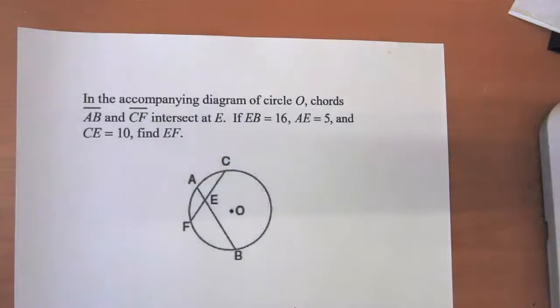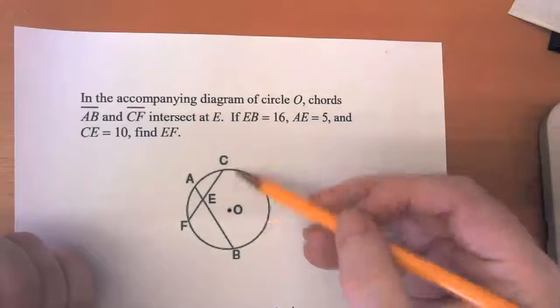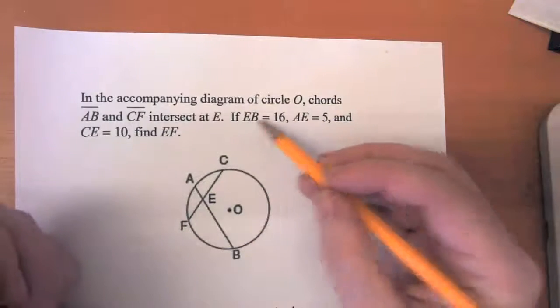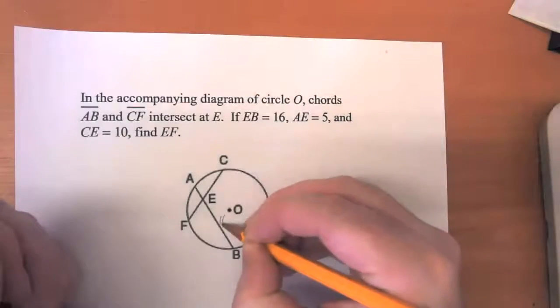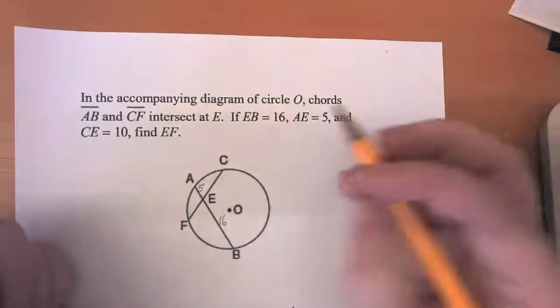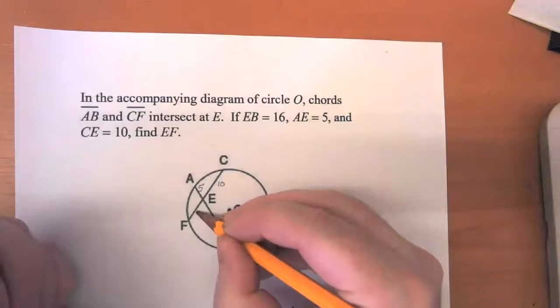So in the accompanying diagram of circle O, chords AB and CF intersect at E. You know me, whenever I'm reading along and having numbers and I've got a diagram that doesn't have numbers in it, I'm going to copy the numbers in. That's just smart sense. If EB is equal to 16, AE is equal to 5, and CE is equal to 10, we want to find EF.